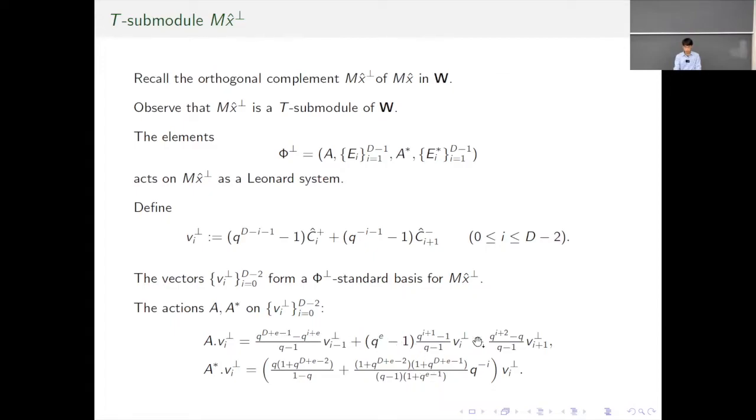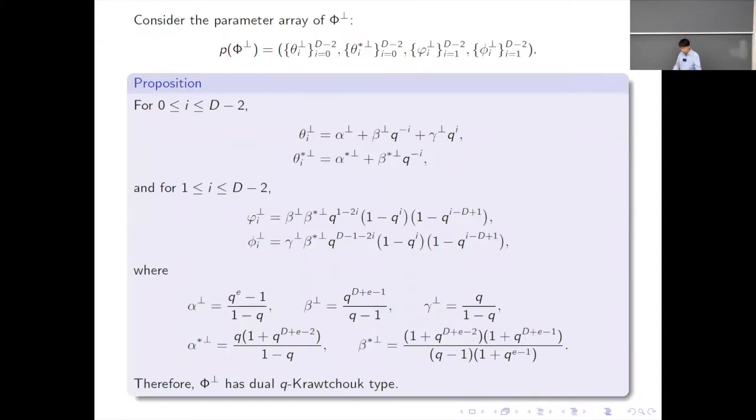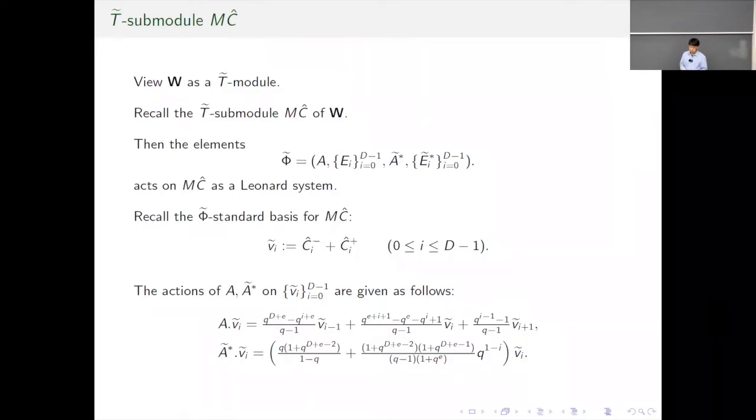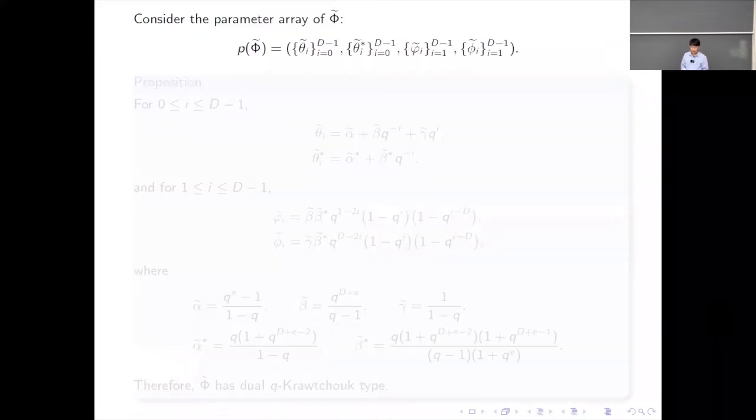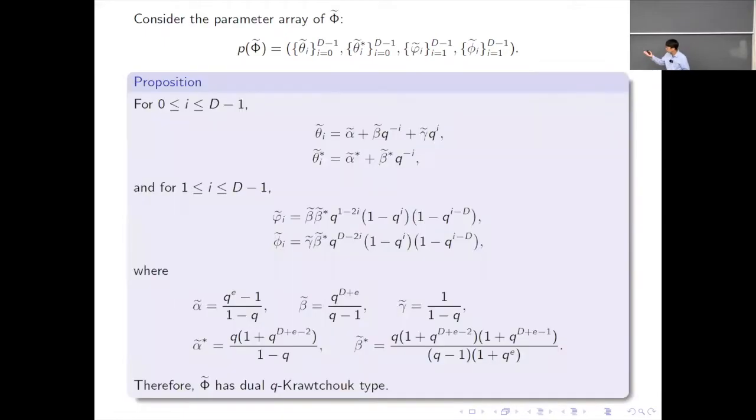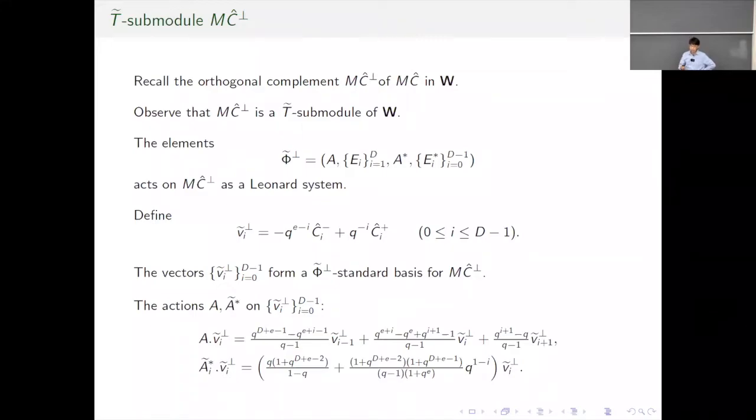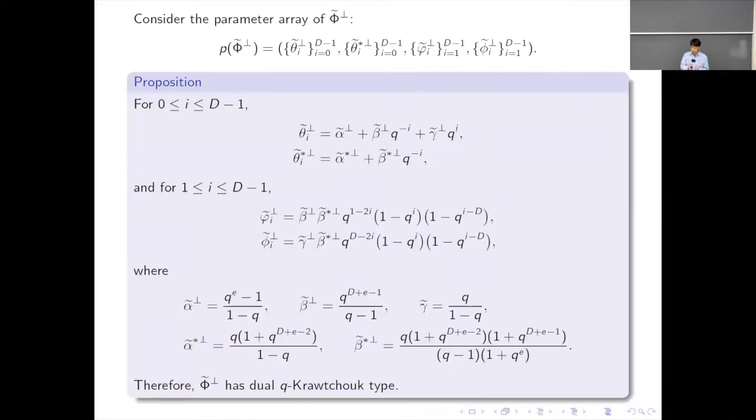And these three coefficients, C, BI minus 1 perp, AI perp, and CI plus 1 perp, are intersection numbers. Using this data, comparing with the original intersection numbers of phi, we describe all these parameters. It turns out that P perp also has dual q-Krawtchouk type. Same thing, just that the MC hat has dual q-Krawtchouk type parameter arrays, and also MC hat perp has the Lambda system having dual q-Krawtchouk type.